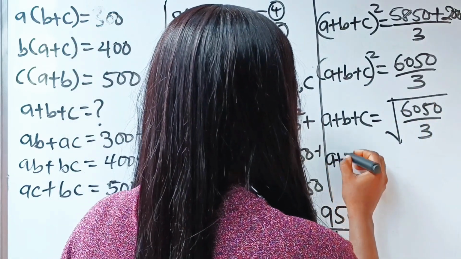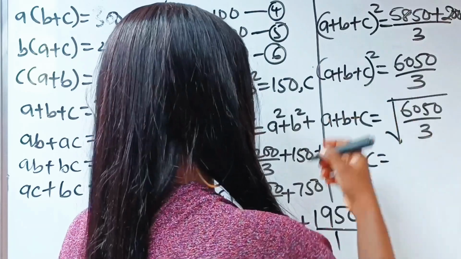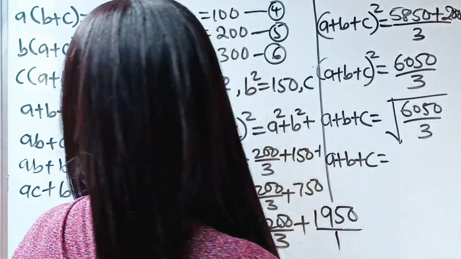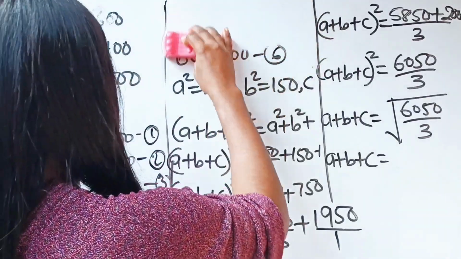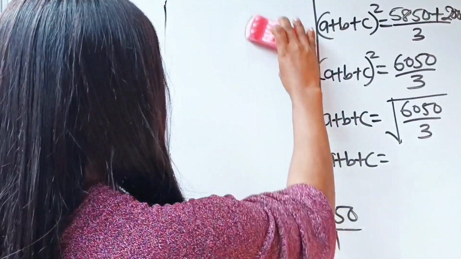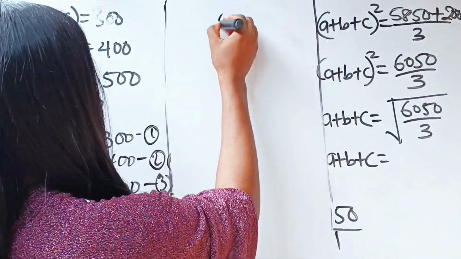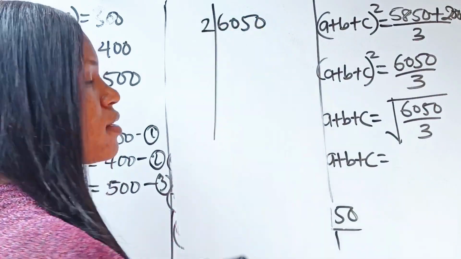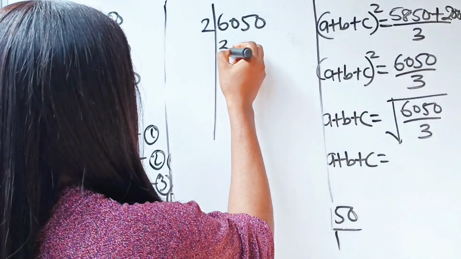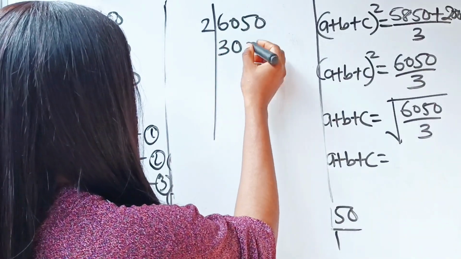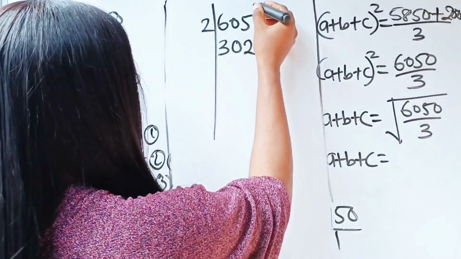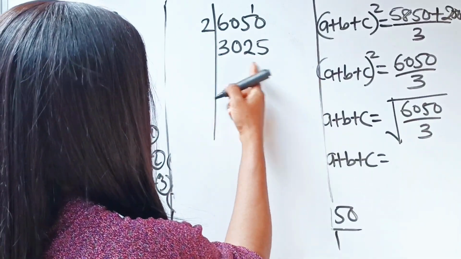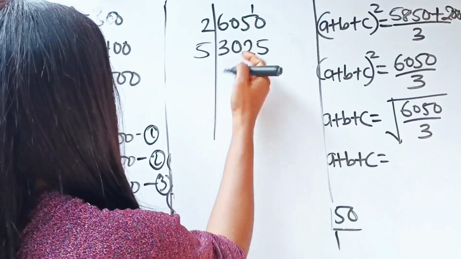Now we have A plus B plus C is equal to, we need to simplify this 6050. How do we do that? Now permit me to use this side of the board. Now we have 6050. We are going to divide through by 2 since it ends with 0. Now 2 we divide 6 to give us 3. Divide this to give us 0. Divide this to give us 2, remainder 1. Divide 10 to give us 5. Okay, now what can divide again? We are going to use 5 because 3 cannot.